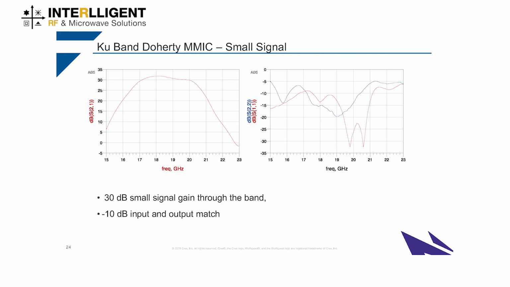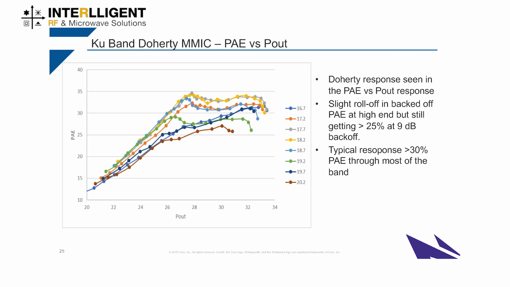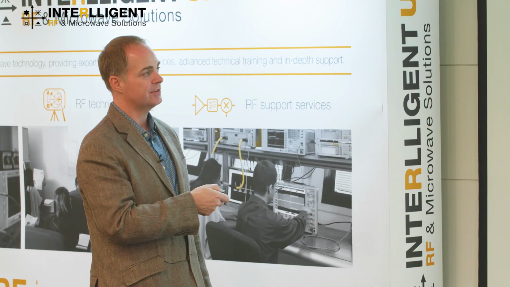So some results again. Over 30 dB of gain across the band, minus 10 dB input and output match, which is excellent. And here you can see the classical Doherty action. So peak saturation up here around just under 2 watts, and then at 9 dB back off down here at 27 dBm, you can see that we're still getting excellent efficiency and getting better than 25% overall, except, as I mentioned, that 20.2 gigahertz range, and over a slightly smaller 1.5 gigahertz range, which is still 10%, we're seeing better than 30% efficiency.